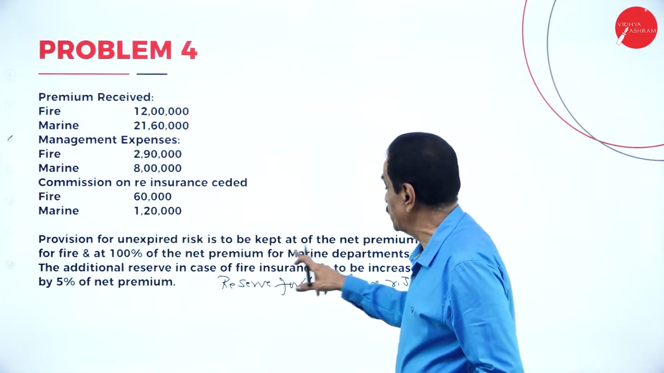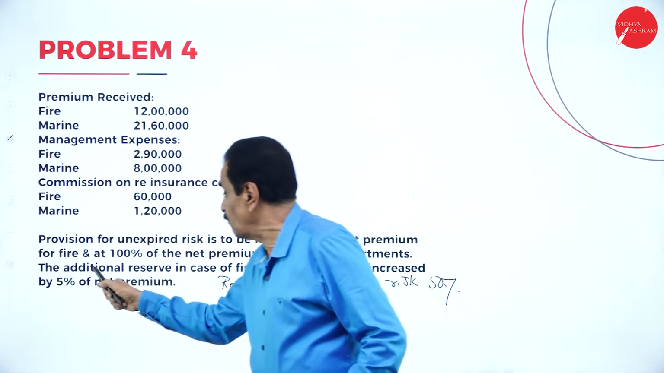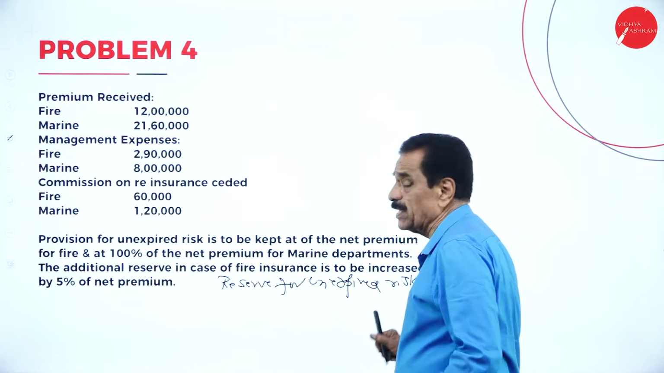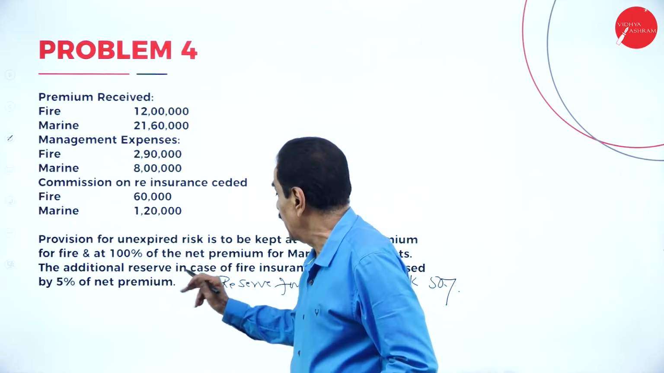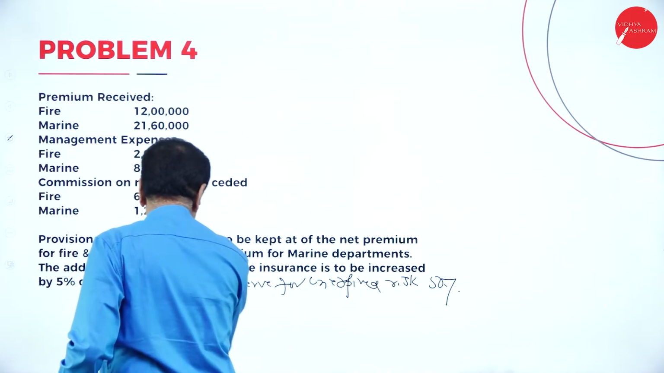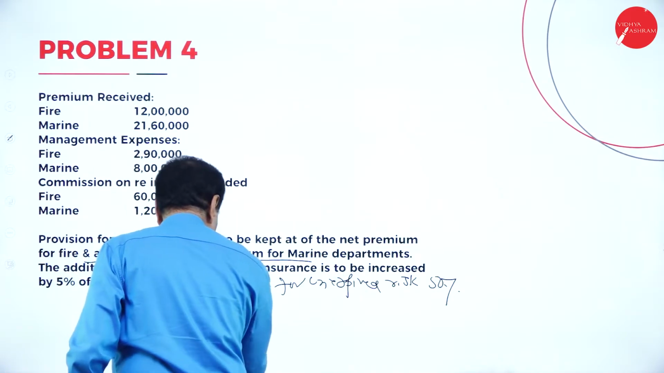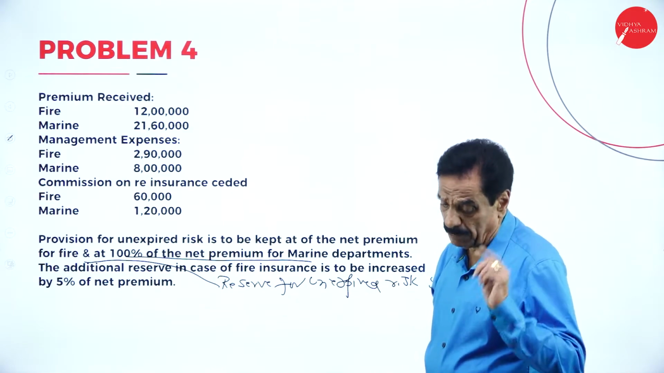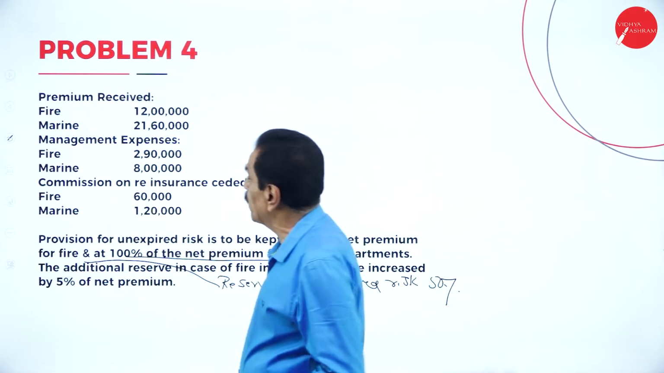Provision for unexpired risk is to be kept for net premium of fire at 100% of the net premium. Reserve for unexpired risk you have to keep 50% for fire and 100% for marine. So we'll go with the problem now.